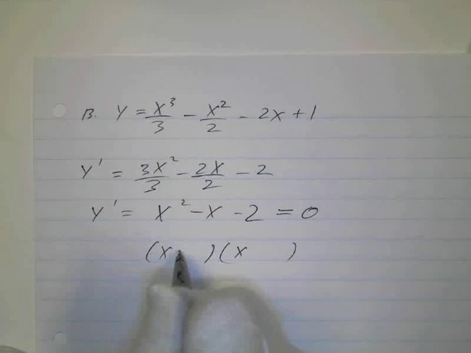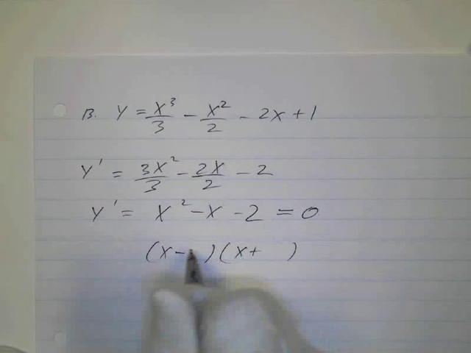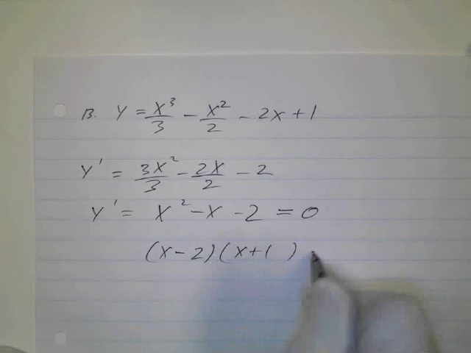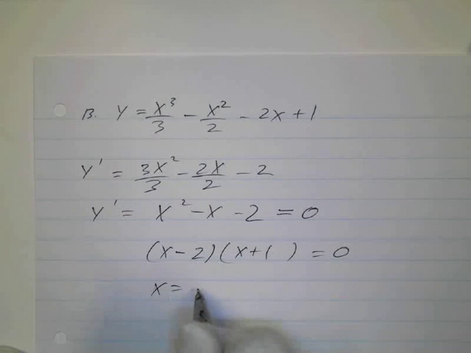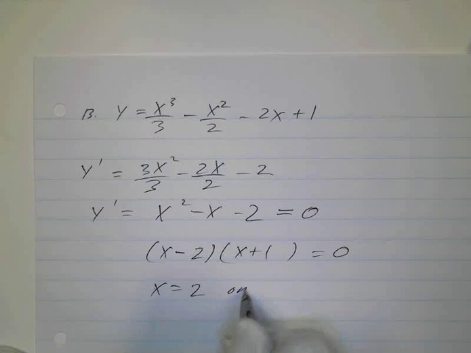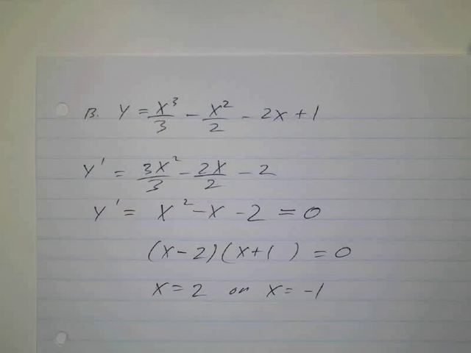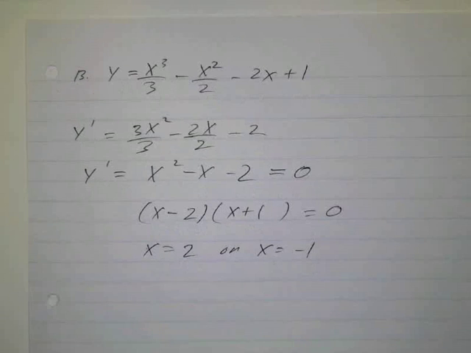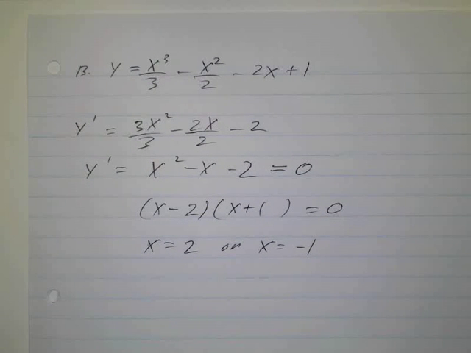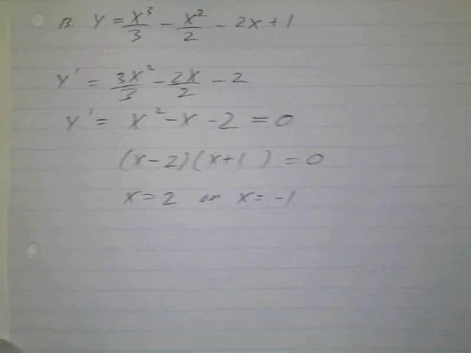x and the signs are different, so the larger is negative, positive. Multiply to give 2, 2 and 1. That should do it. So when x equals 2, or when x equals negative 1, then my slope will be 0, and that's where I have horizontal tangents. Okay, now comes the hard part. I've got to put these back into the original function.